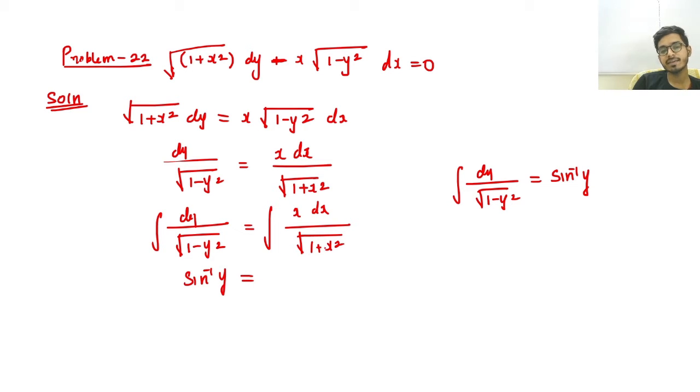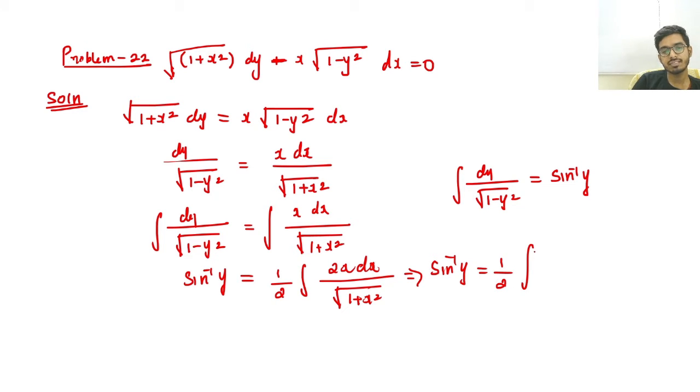Now what is the integral of x dx by root of 1 plus x square? Always remember, if you differentiate the inside, what will you have? We will have 2x. But here we have only x. So I'm going to multiply and divide by 2, so you will have 1 by 2 times the integral of 2x dx by root of 1 plus x square. Now this implies my sine inverse y is equal to 1 by 2 times the integral of 1 plus x square whole power minus 1 by 2, 2x dx.